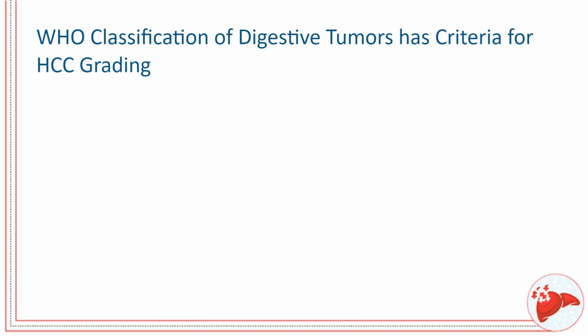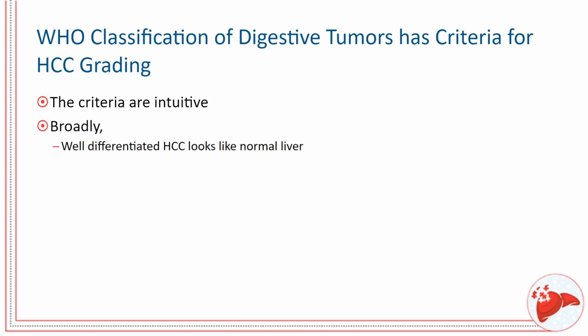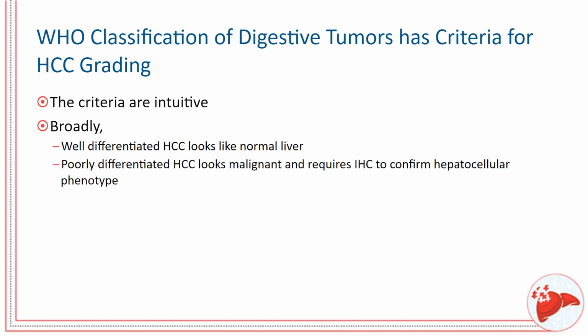Now, the WHO has a criteria for HCC grading, and those criteria are pretty intuitive. I don't list them in specific detail here because there are other grading systems, like the Edmondson grading system. Some of you may be familiar with that. But using the raw criteria for the WHO, which I think are really helpful, well-differentiated HCCs tend to look like normal liver. Poorly differentiated HCCs look malignant but require immunohistochemistry to confirm a hepatocellular phenotype, and moderately differentiated HCC is somewhere in between these extremes.